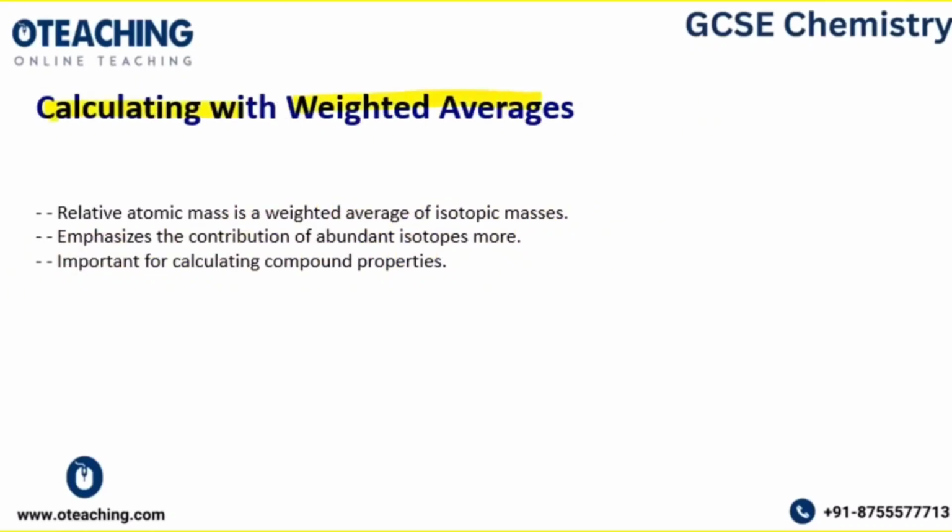Calculating with weighted averages. Relative atomic mass is a weighted average of atomic masses. This we have studied. It emphasizes the contribution of abundant isotopes more. Which are abundant, they are emphasized more. The isotopes which are abundant in nature. For example, in case of carbon, carbon 12 is more abundant, so we emphasize on that more. Important for calculating the compound properties.